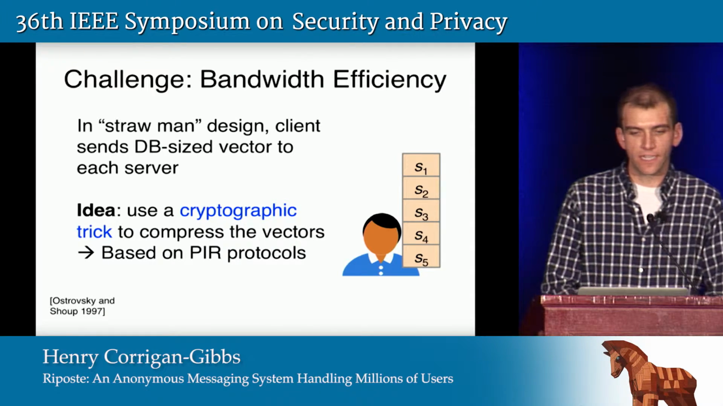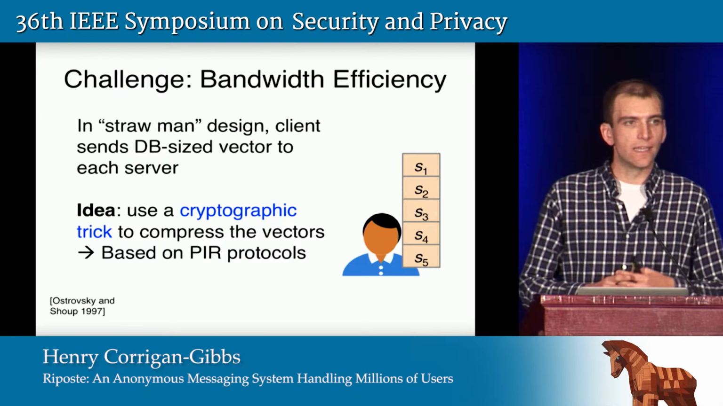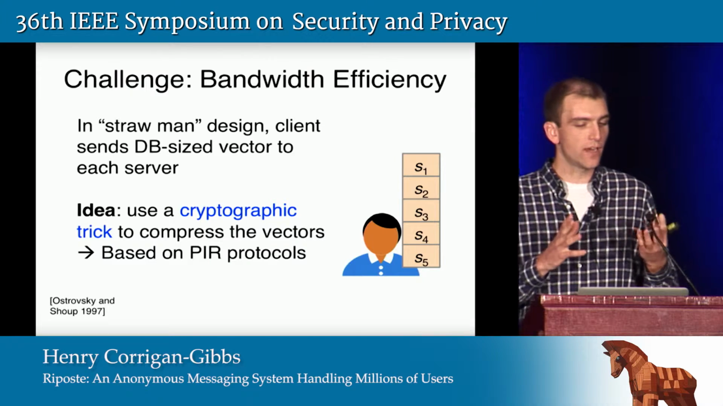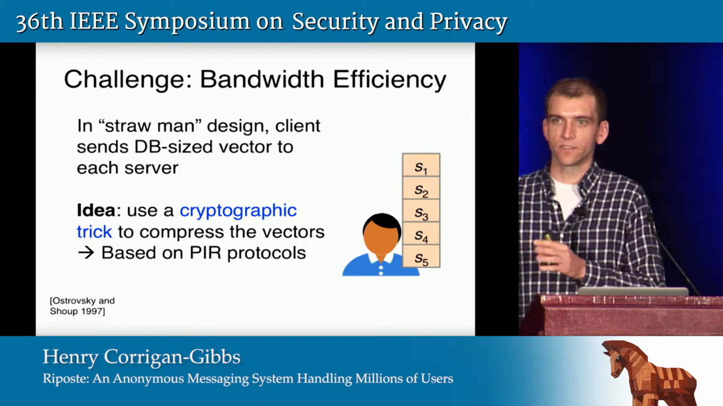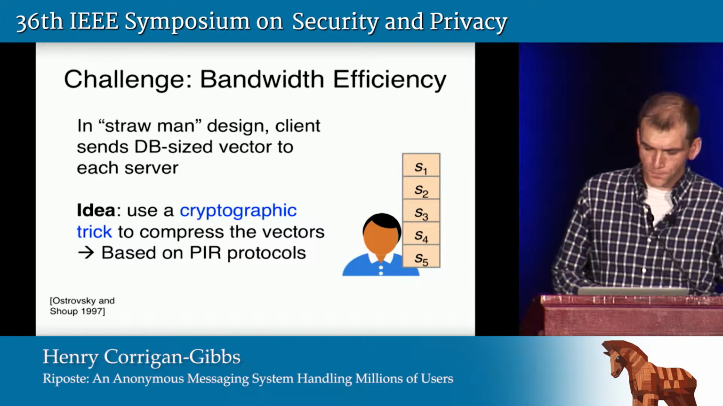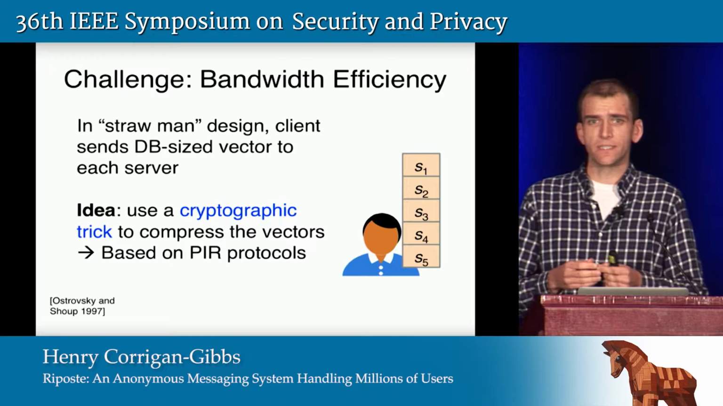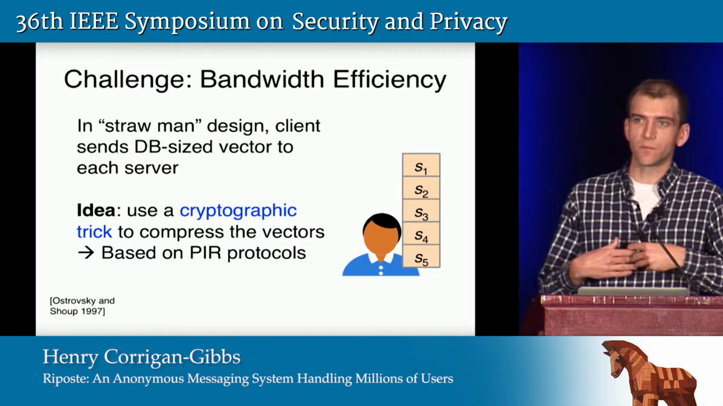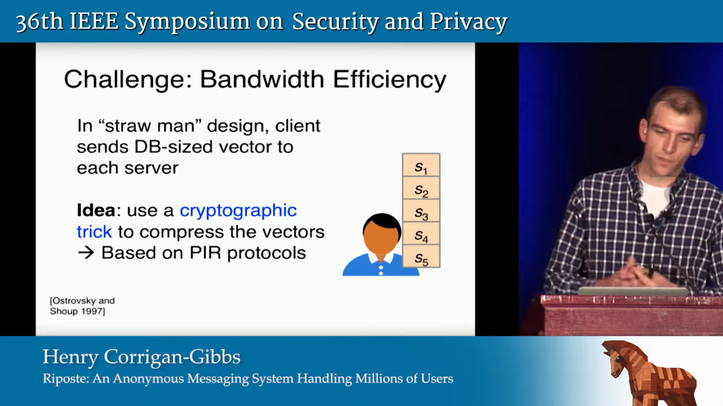So the core challenge is this issue of bandwidth efficiency. In the first attempt solution I described, each client needs to send a database-sized vector to each of the servers just to make a single write request. So if the database is millions or billions of rows long, that means to write a single message, you have to send gigabytes of data to each of the servers. And if you have millions of users, this is not going to work.